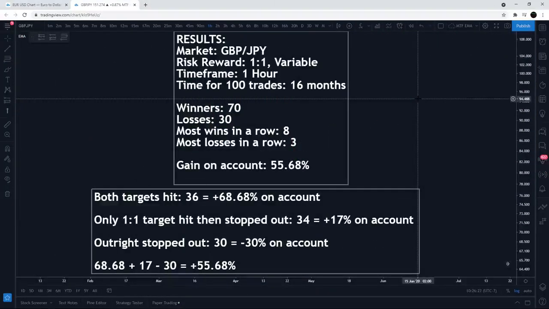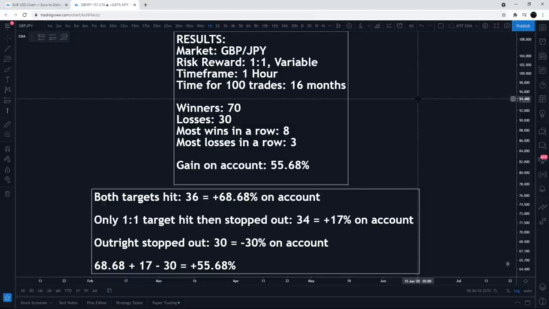All right, the results are in after the 100 tests, and they're really good, so let's go over them. The market was pound against the Japanese yen using a variable risk-reward ratio where half of the position was closed at 1 times risk, and the stop was moved to break even at that point. And the second target, the highest was 1 to 5.24. The rest were all over the place. The time frame used was the hourly, and the time for 100 trades, 16 months, which is pretty normal for an hourly time frame strategy.